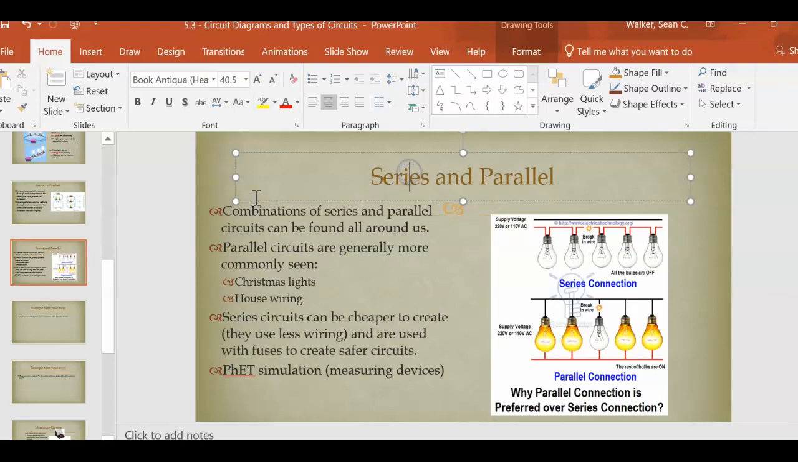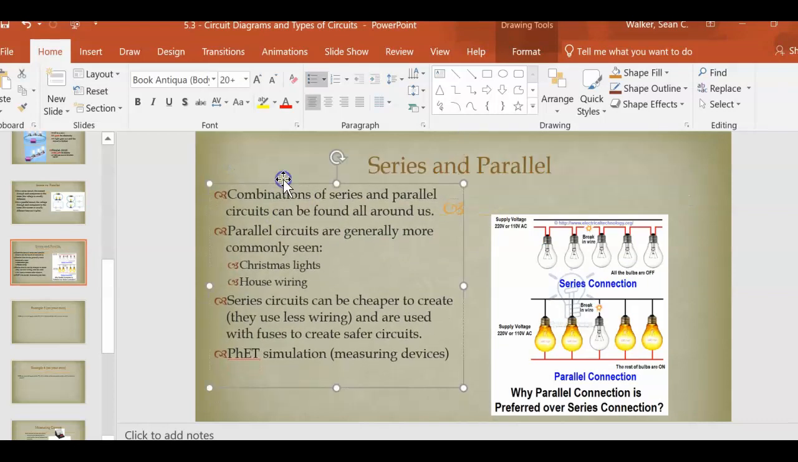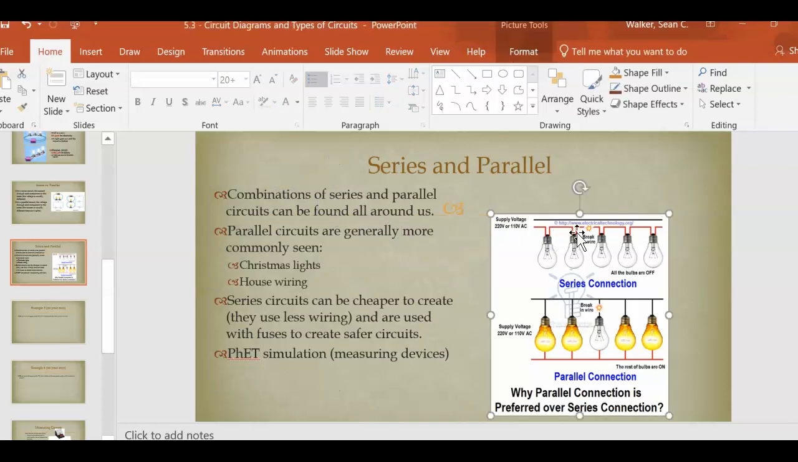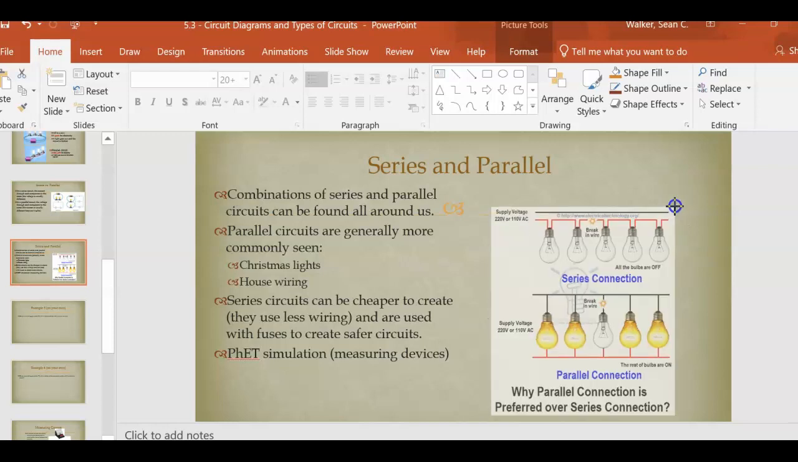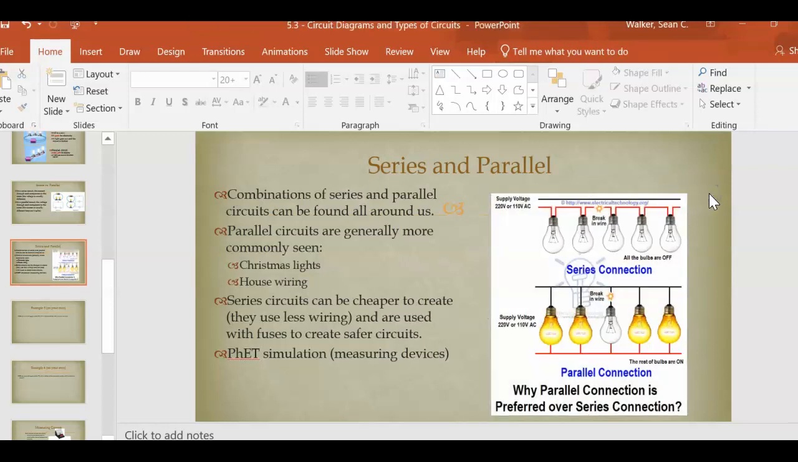Okay, now in real life, we actually have combination circuits all around us, combinations of series and parallel. Just to give you some examples, most circuits, like in your house, are wired in parallel. For example, if your light bulb goes out, your refrigerator doesn't stop working, right? Everyone knows that. If you flip a switch to turn off the light, it's not like everything in the house turns off. That doesn't make any sense.